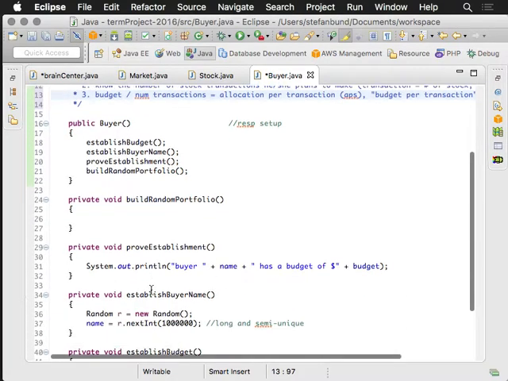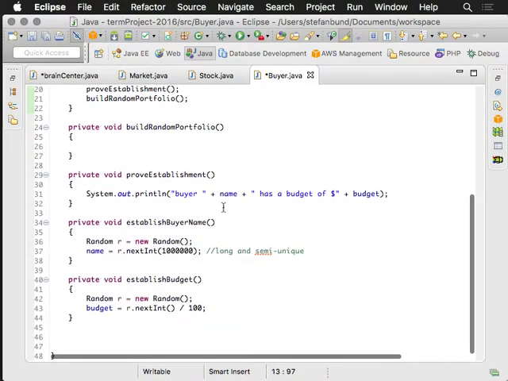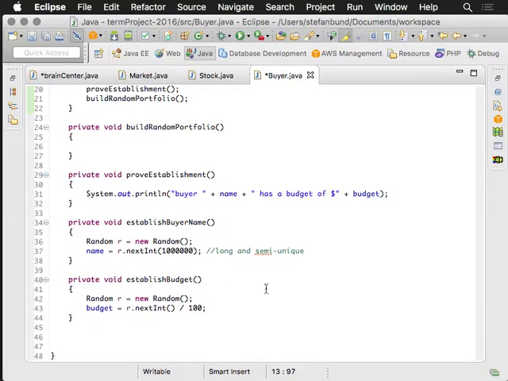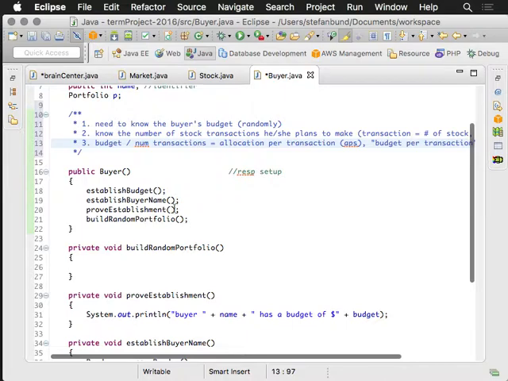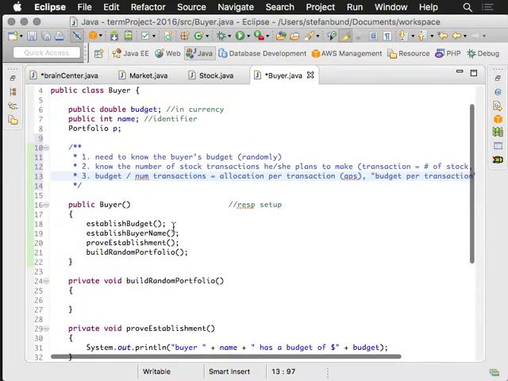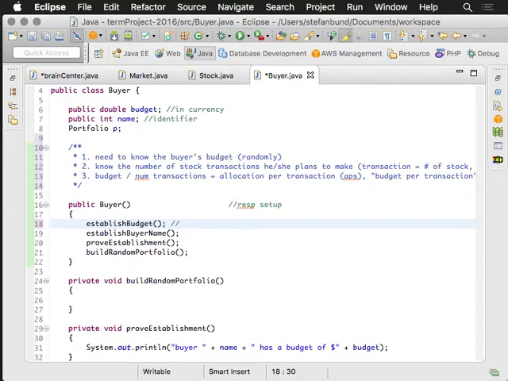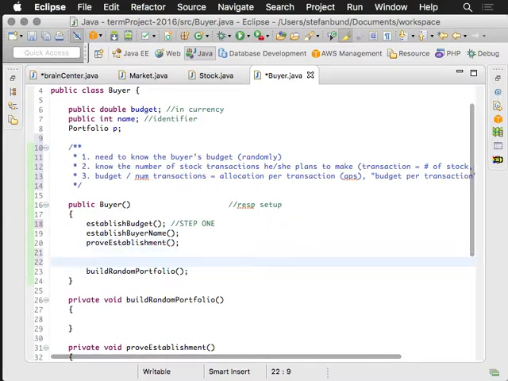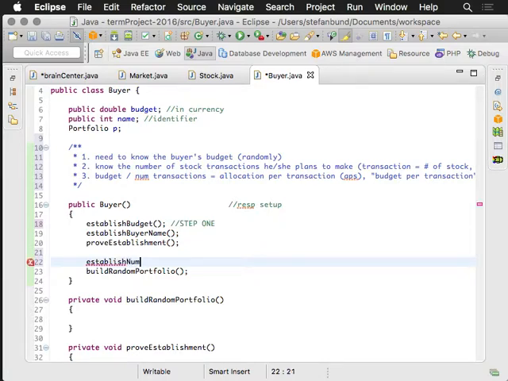So, building the random portfolio, that's going to be built upon a couple of other things that we need to know. And so let's make sure, A, that we have the budget. So what we say is, okay, that's step one. And before we can build out the portfolio, we're actually going to have to establish the number of transactions, which should help us to determine step two.